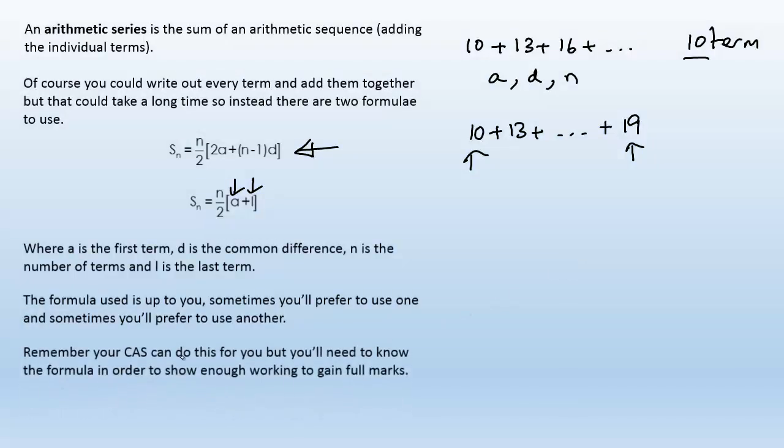Remember that your CAS can do this for you. We've looked at it in several of the examples and we'll have looked at that in class. But you'll need to know the formula in order to show enough working to gain 4 marks. This is on the usual basis that if a question has 1 or 2 marks, you can just do it on the calculator, but 3 or more marks you need to be showing working, otherwise you can't be given all of the marks.